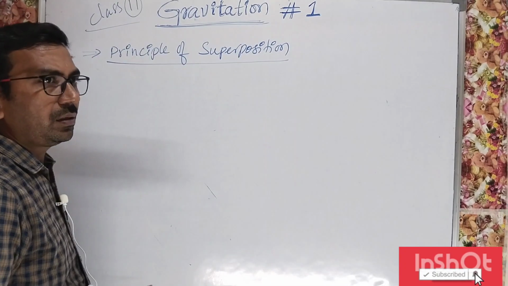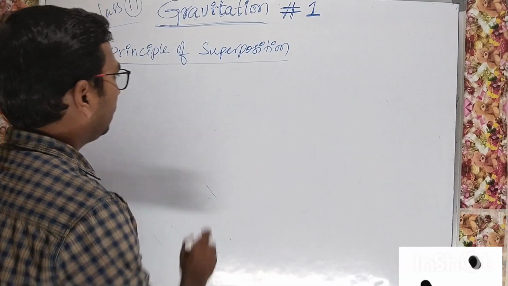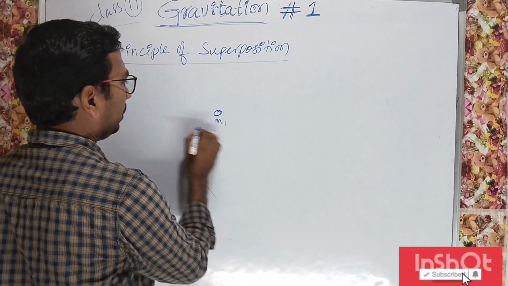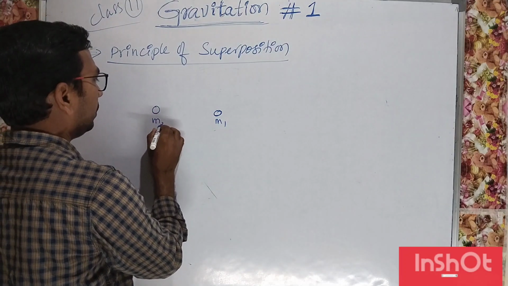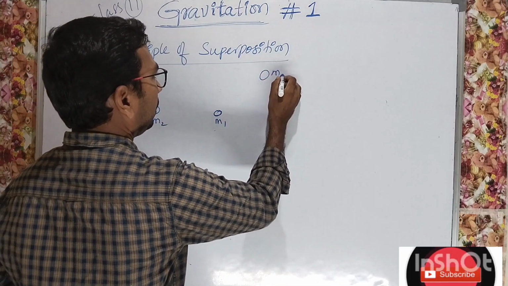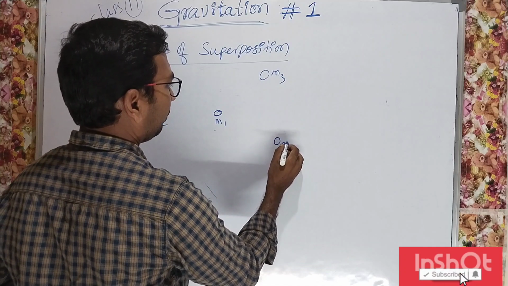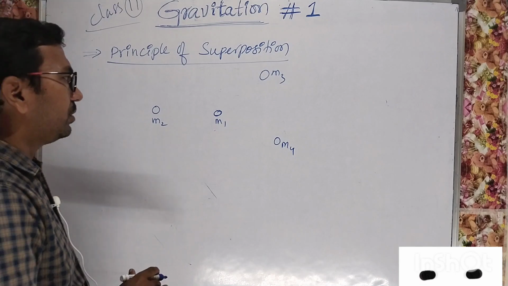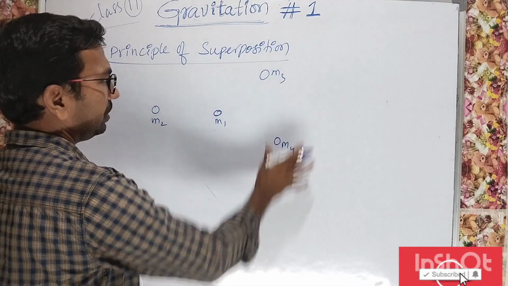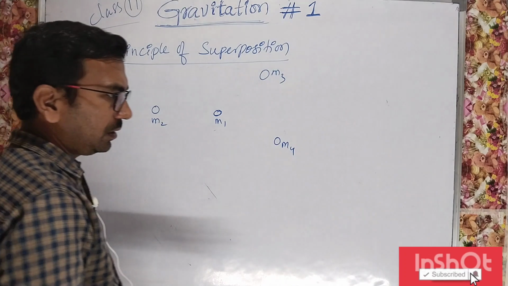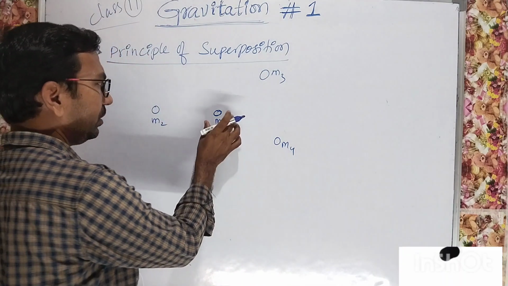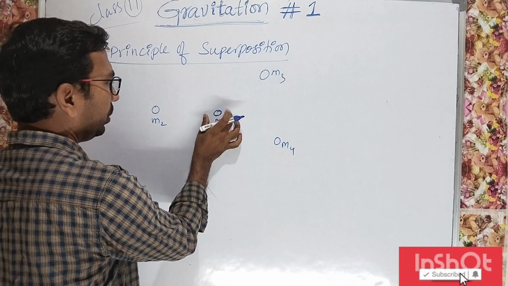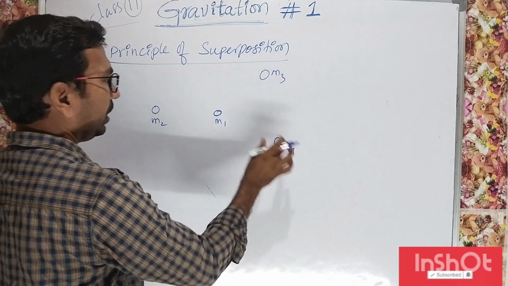We have to consider a number of masses. Suppose I consider this mass as M1, this mass as M2, this mass as M3 and this mass as M4. Due to M1, what is the gravitational force? So we have to consider a collection of masses. The force on any one body is due to the others. Here I will consider the force due to M1. What about M2, M3 and M4?